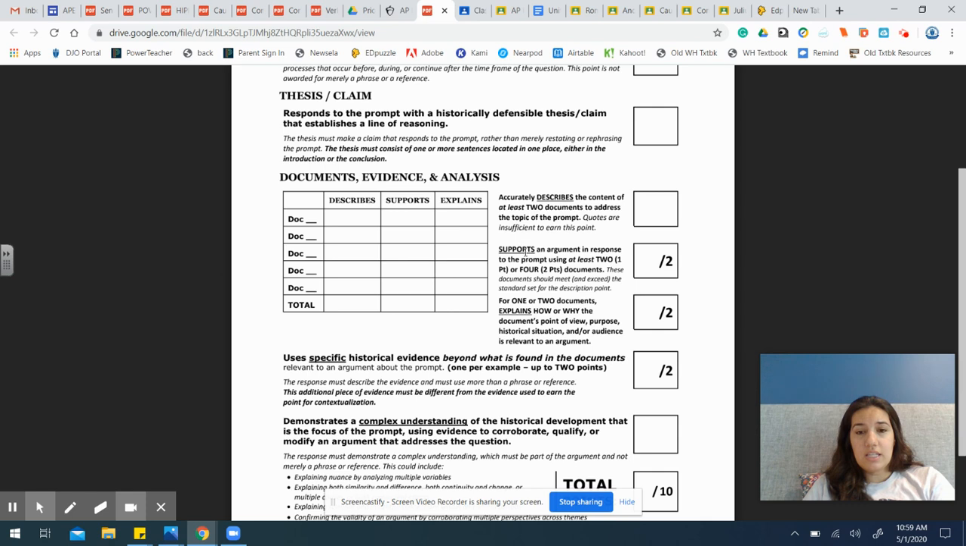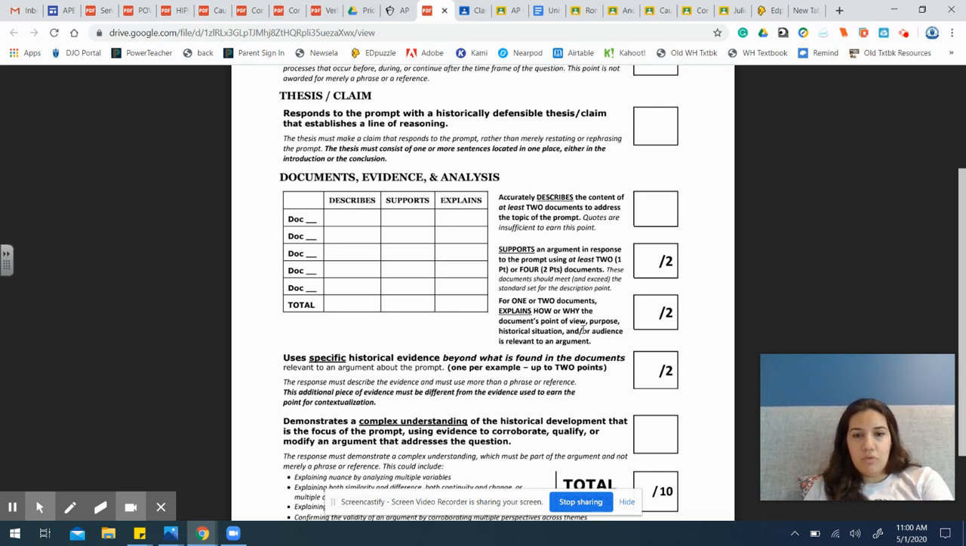This one is supports your argument, so it is directly connected back to your thesis statement, and you have to do that in 4 documents. So you can use each document more than once, like for these 2, for example, but for this one, you have to do it for 4 documents. You have to use 4 documents to support your thesis statement, and then you have to describe 2 documents and link it back to your thesis statements. So this one is more specific, covering the documents. This one is more on how it relates to your thesis statement.